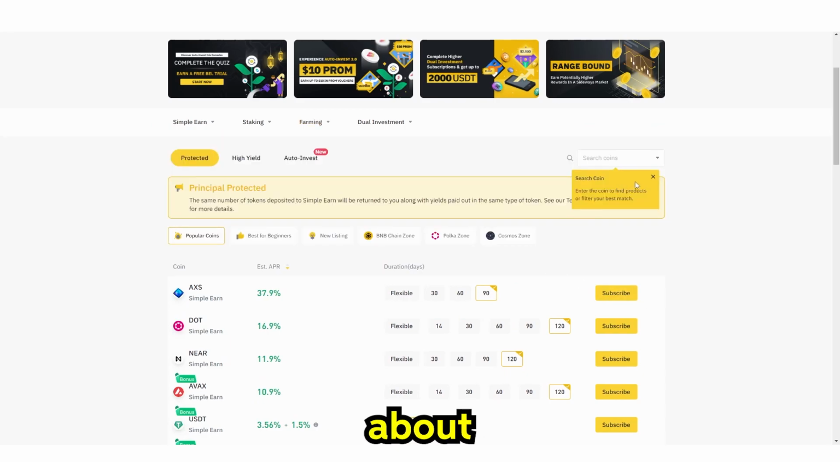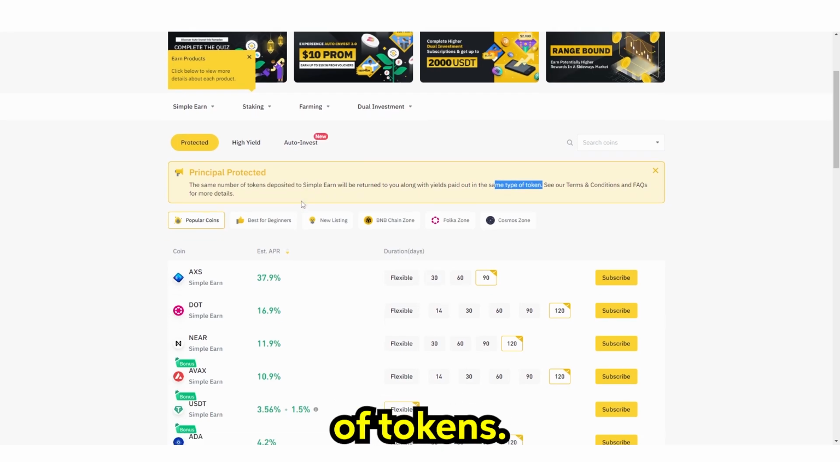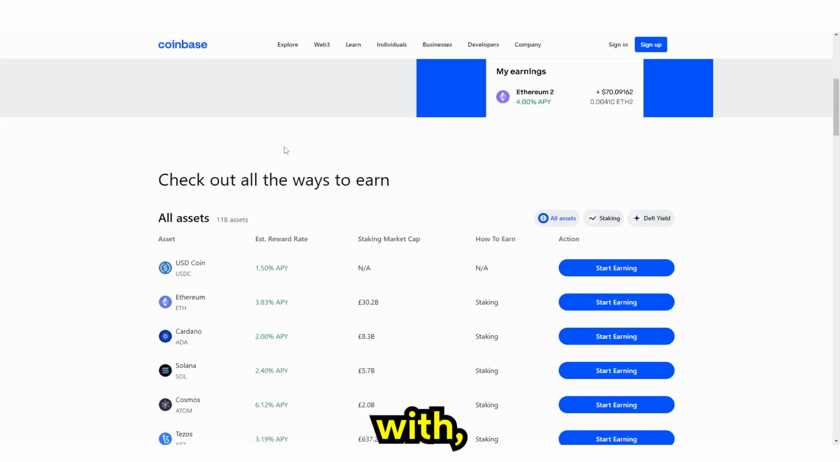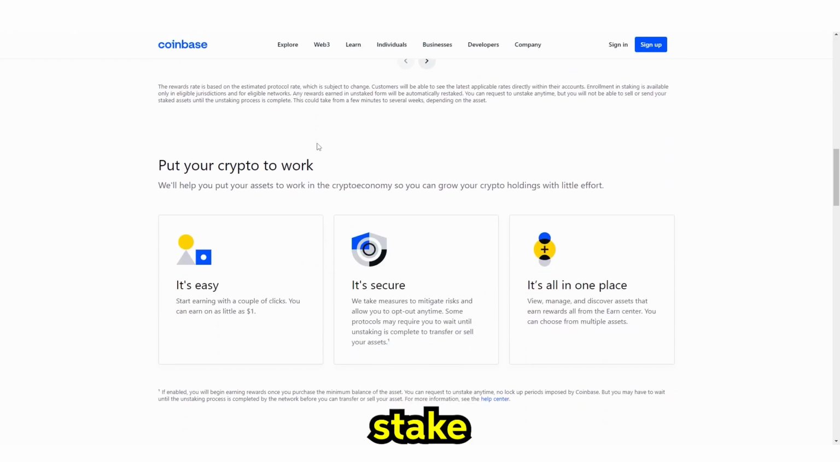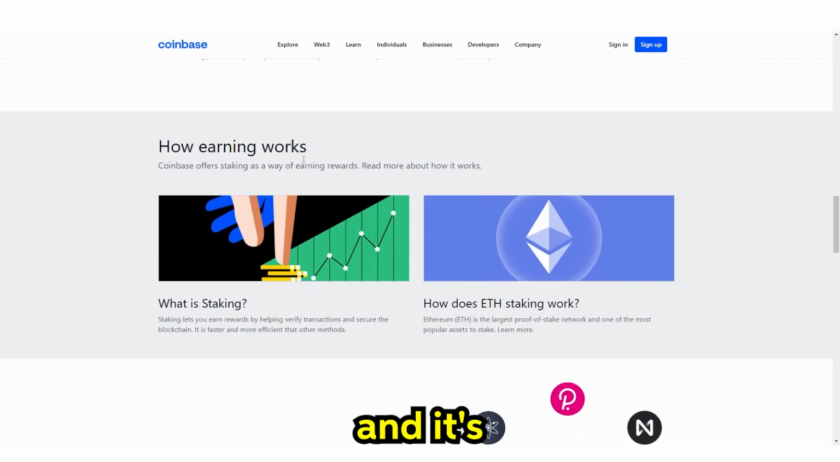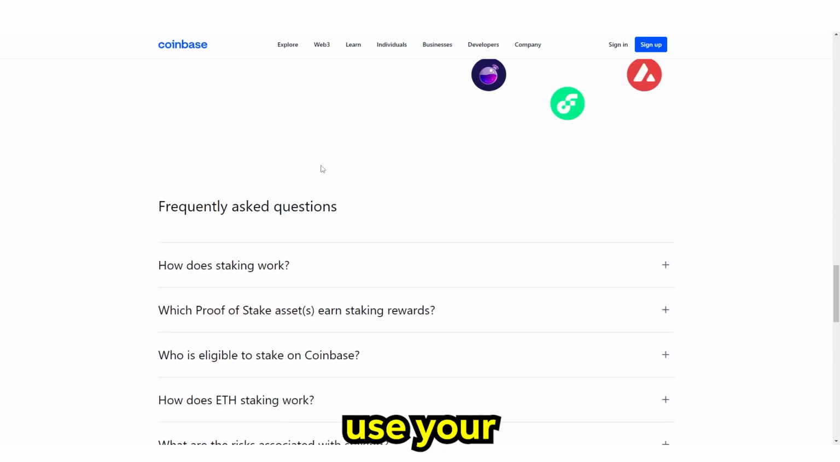Now, what's good about Binance that you can see right here is that it says the same number of tokens deposited into Simple Earn will be returned to you along with the yields paid out in the same type of tokens. So I'm pretty sure that different platforms have different conditions. With Coinbase, you can just simply stake it. It's easy, it's secure, it's all in one place.